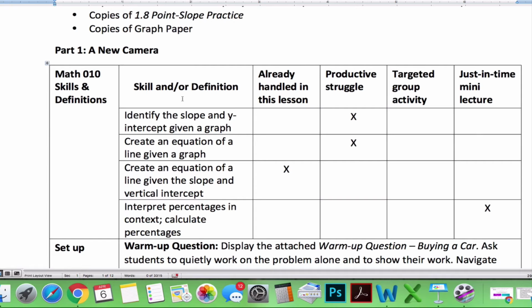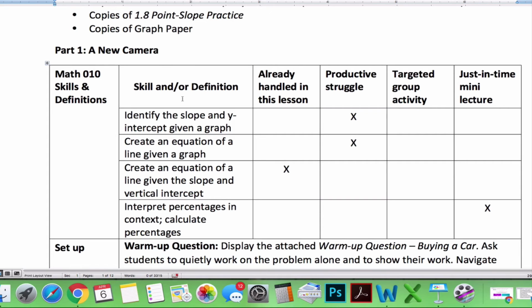Is it already handled in the lesson from the workbook? Do we want to let students just do productive struggle with it, and as we walk around, give help and change up groups to get students to teach each other? Do we actually want to create a group activity if it's a skill so important that before we even start this activity, we want to front load that skill? Very rarely do we front load. We usually teach the prerequisite skill in context, so there would be a targeted group activity for that skill. You'll rarely see an X in these boxes.